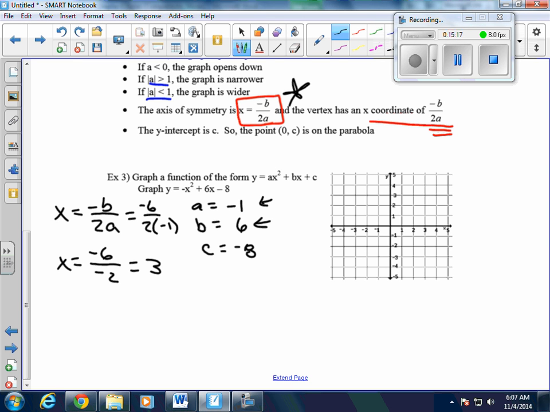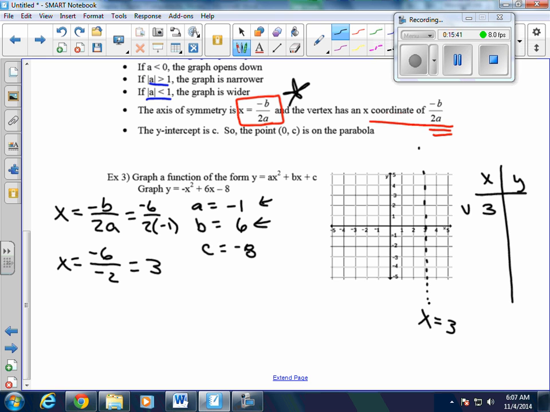Now the reason we want to do that is because we're going to now make our table of values, but we know that our vertex is going to be 3 something. So that's my axis of symmetry. As soon as you find that, you can draw your axis of symmetry, x equals 3. That's going to be the line that splits our parabola in half. So if that's the axis of symmetry, my vertex must be on there somewhere.